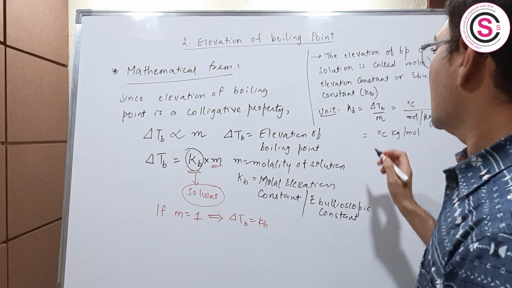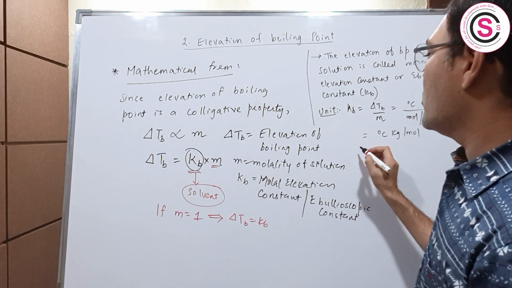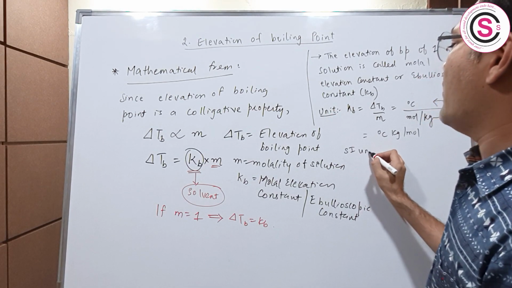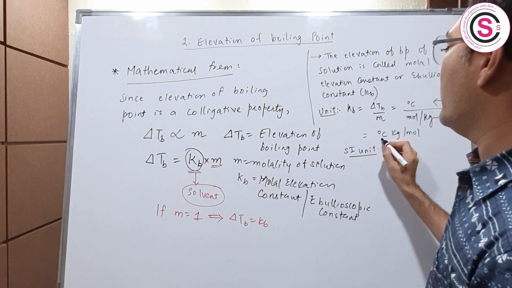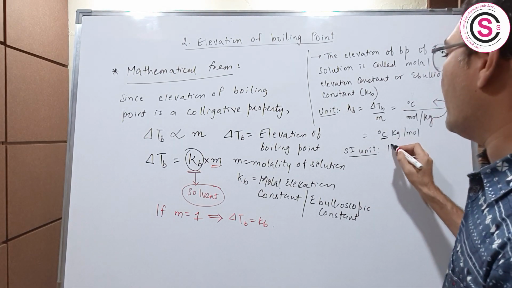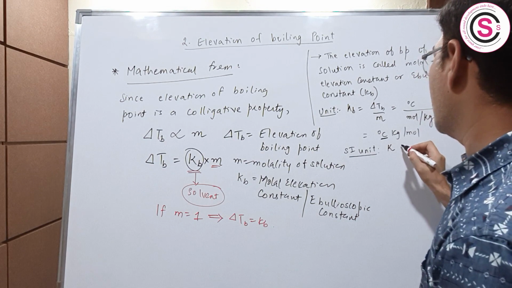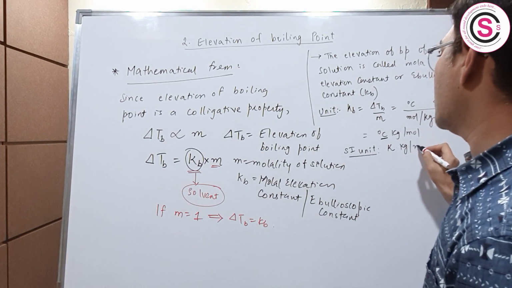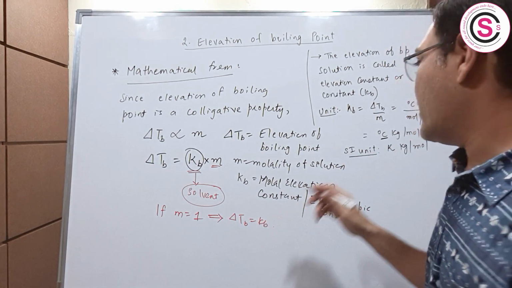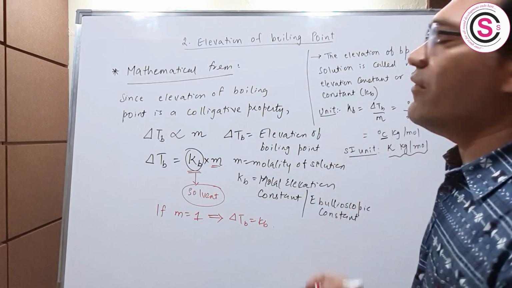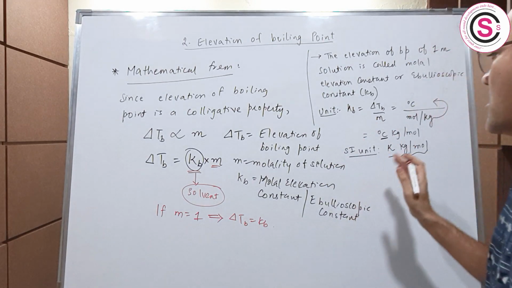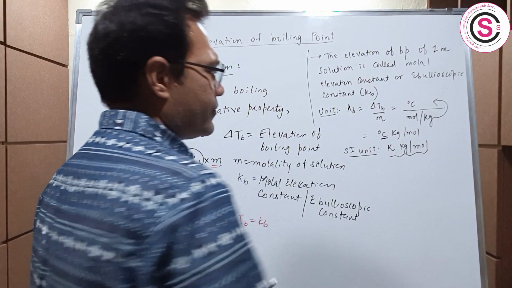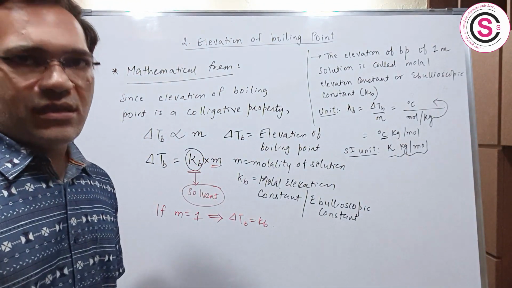Correct? But if I want the SI unit of Kb, then what I'll do? In place of Celsius, I will take Kelvin, because Kelvin is the SI unit of temperature, kg is the SI unit of mass, and mole is the SI unit of quantity of matter. So the SI unit will become Kelvin kg per mole. Right? See students, it's very easy to understand, and this is all about Kb.